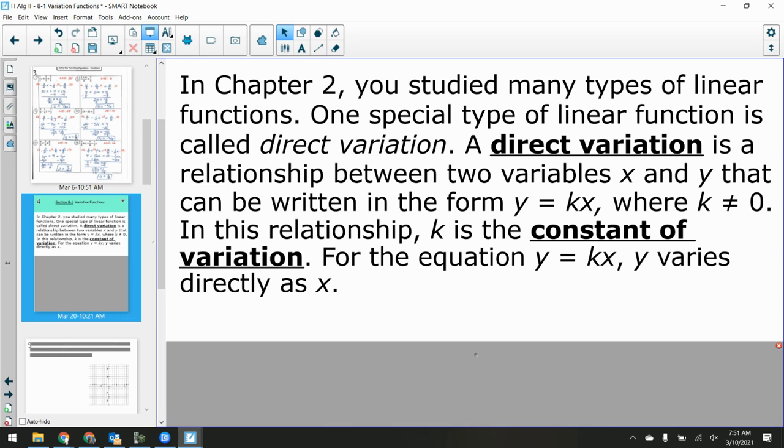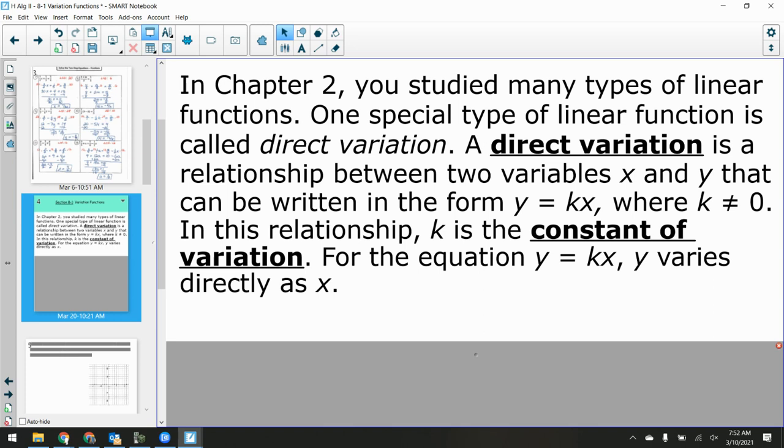A direct variation is a relationship between 2 variables, x and y, that can be written in the form y is equal to kx. Mathematically, you can write it in this form, where it's an equation y is equal to just k times x, where k can be any number. y is equal to 3x is a direct variation. y is equal to 5x is a direct variation. y is equal to 10x is a direct variation. y is equal to negative 3x is still a direct variation, okay? They vary directly. When one goes up, the other one goes up. When one goes down, the other one goes down.